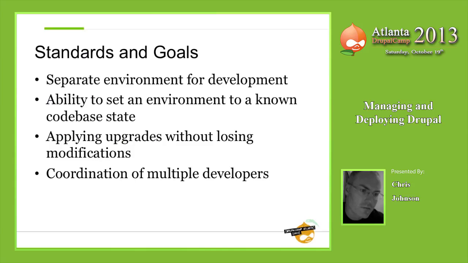So let's talk about some standards and goals of what your work life should look like. Number one, you should have at least 2 environments. You should not develop in the production system or in the live system. That's basically just flirting with disaster. A lot of people do develop in production because it's kind of a pain to have 2 environments at times, and we're going to talk about how to ease that pain.